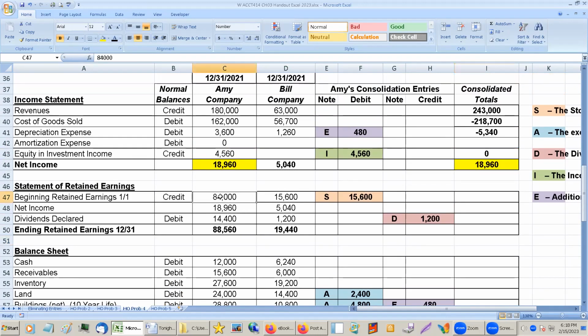Now, basically, on the statement of retained earnings, the only thing that's going to be left is the stuff on the parent company, on Amy's books. The beginning retained earnings were taken out, the income was taken off, the dividends were taken off. So this is all gone, but you're going to be left with the parent company's. The income is the same. It's the same income as up here, minus the dividends. So it should come out to... yep.